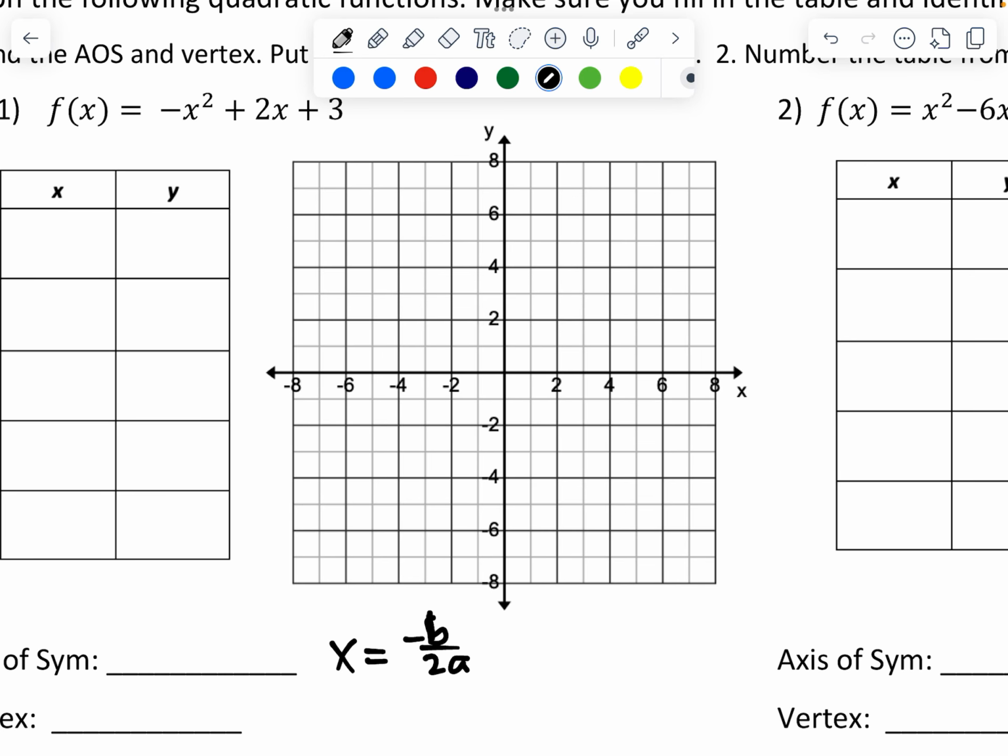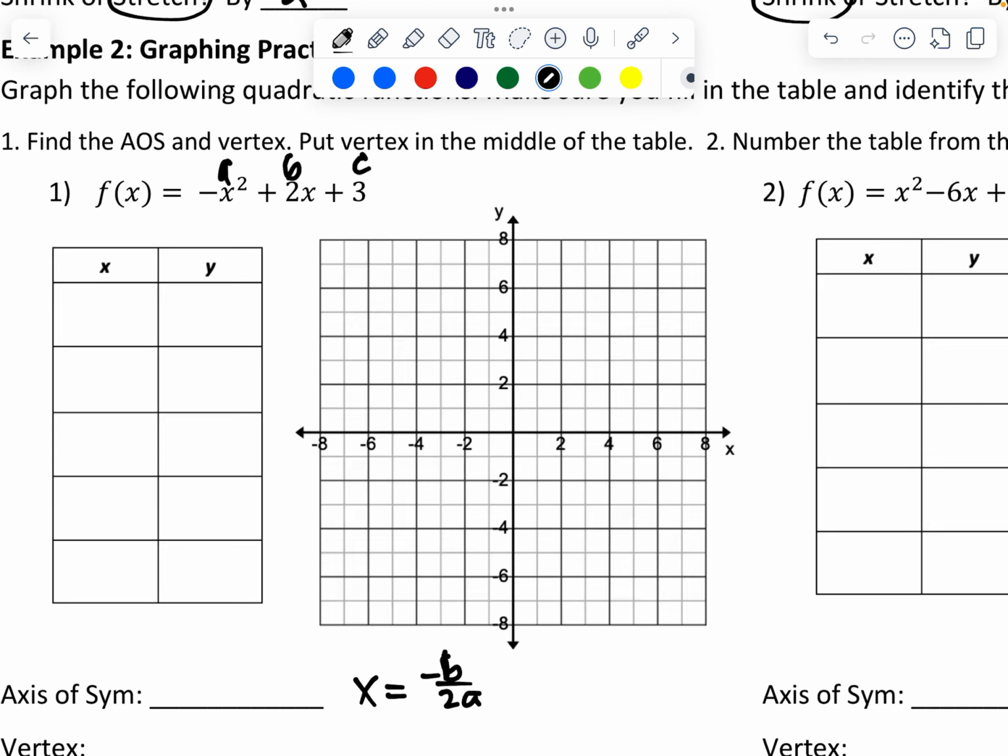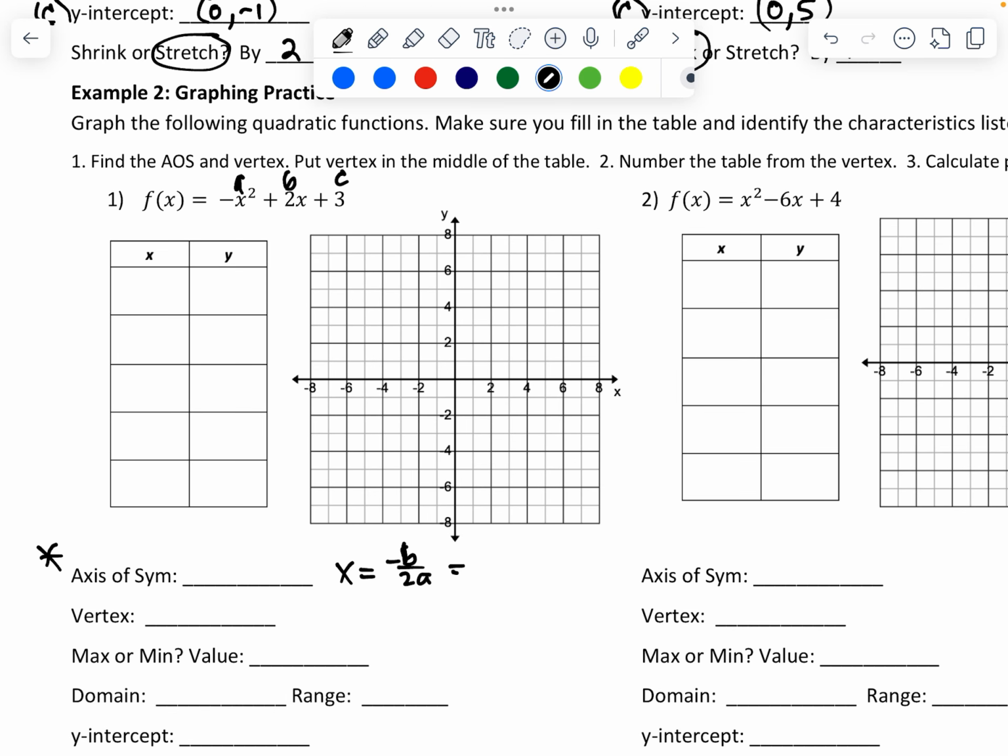So this is my a, this is my b, and this is my c. Negative b is negative 2 over 2 times negative 1. A is negative 1. So negative 2 over negative 2 is positive 1. So the axis of symmetry is x equals 1.